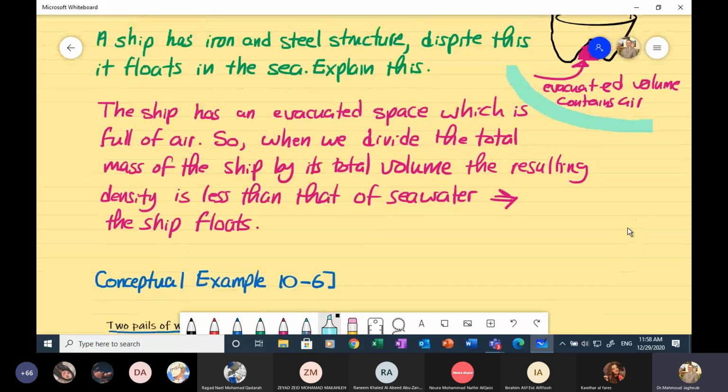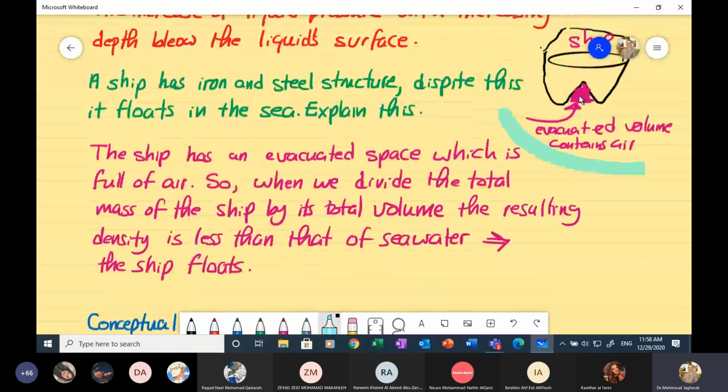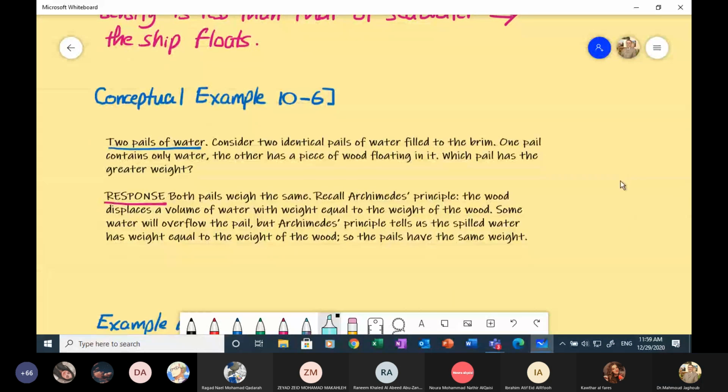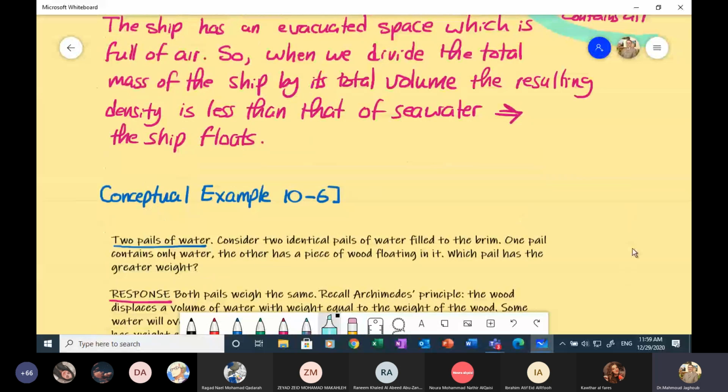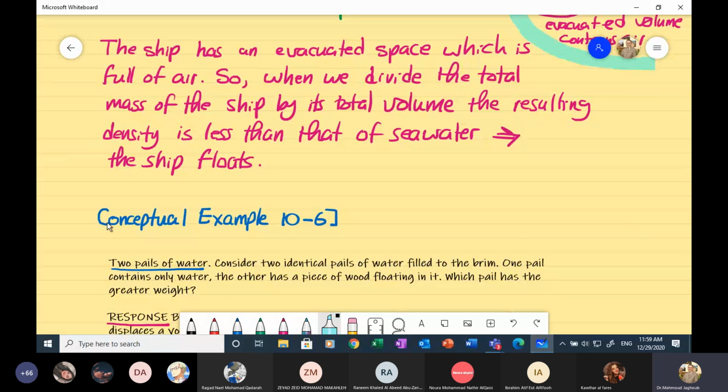Floats. Okay? So we always, when they manufacture ships, make sure this is an empty volume, so that when you divide the total mass by the total volume, you get an average density which is smaller than that of water. Now let us consider another example, just to make sure we understand what we mean by buoyant force.